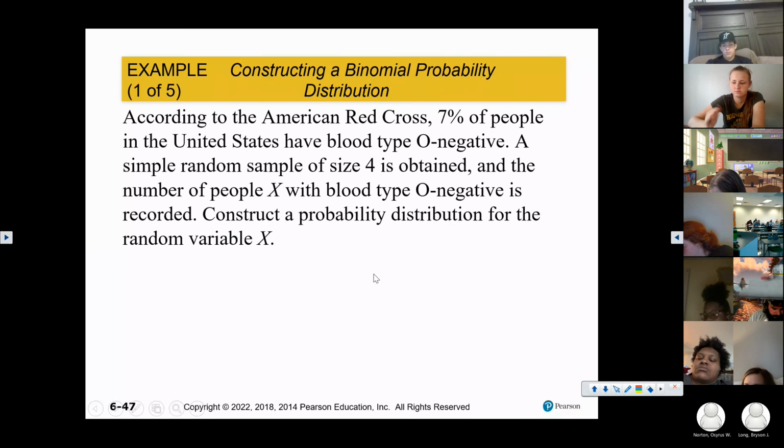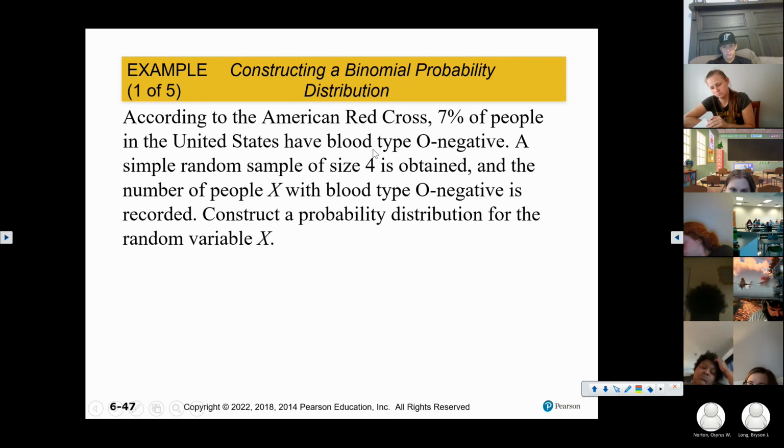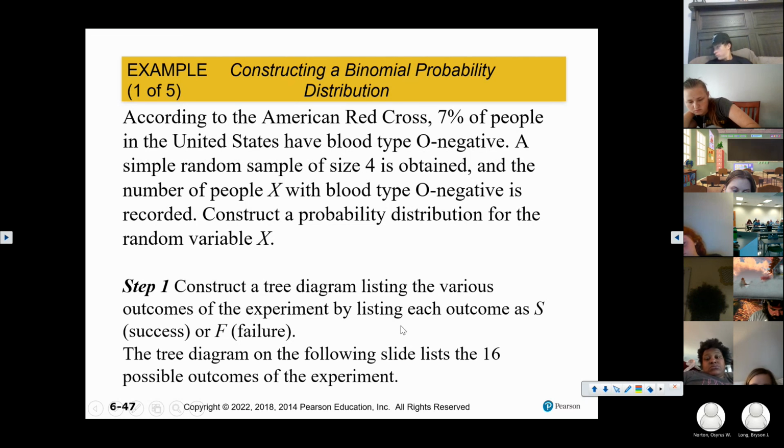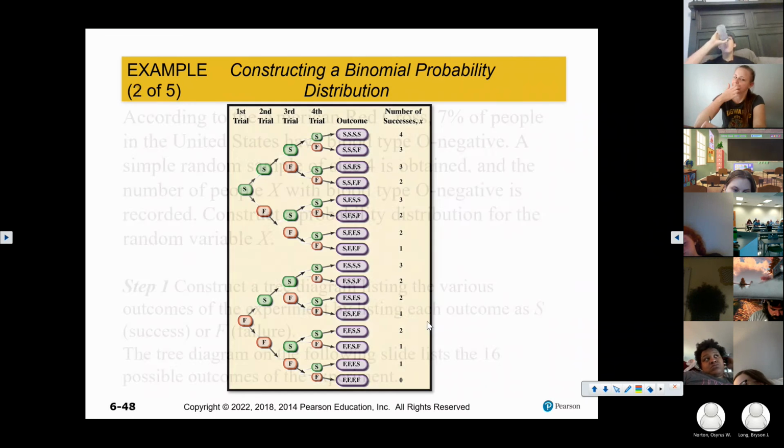Well, this is not what I wanted, but according to the American Red Cross, 7%, there's your P, of people in the United States have blood type O negative. A simple random sample, size 4, is obtained, and the number of people with O negative blood is recorded. Construct a probability distribution. I'm not going to do this. I do not do tree diagrams, because tree diagrams mess people up. So this is not a test question. And there it is.